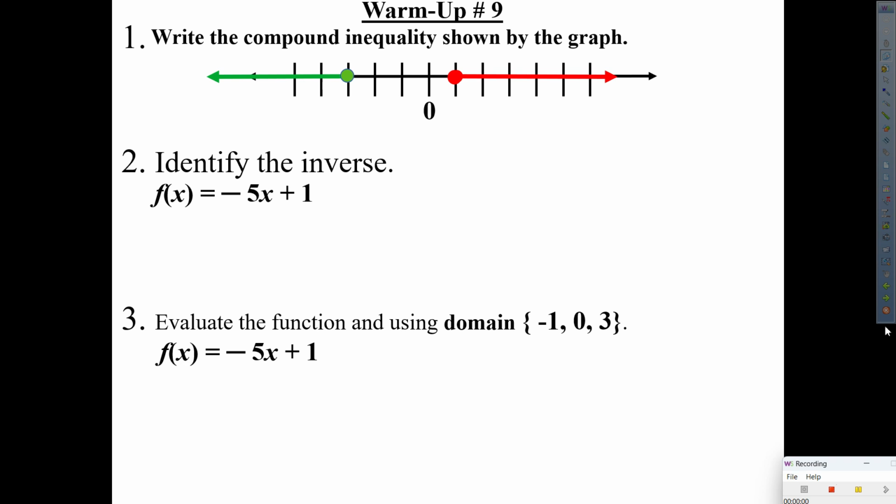Good morning, everyone. Welcome back to another exciting day in mathematics. Warm-up number 9 is on the screen. Let's get started, please. Shouldn't take you more than about 6 minutes. Copy and go.